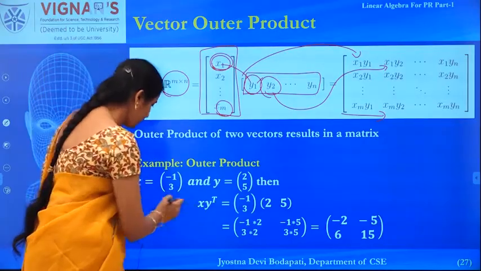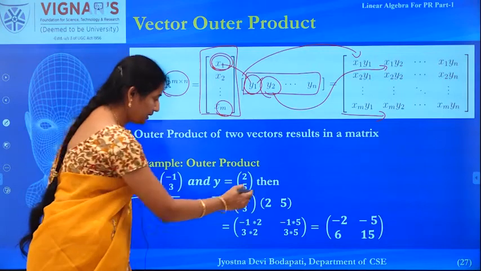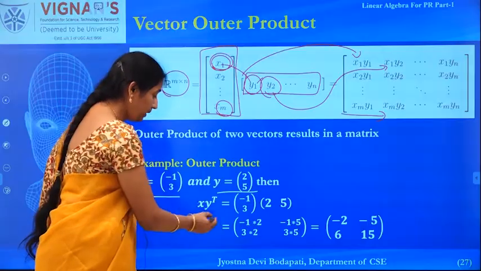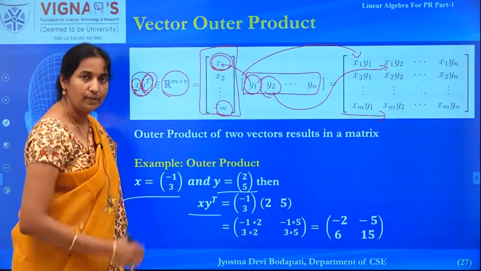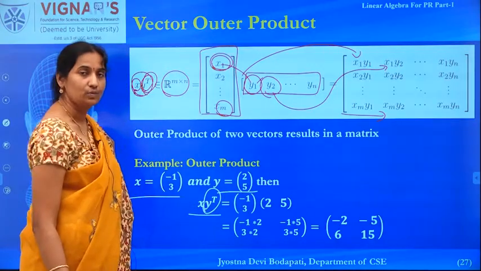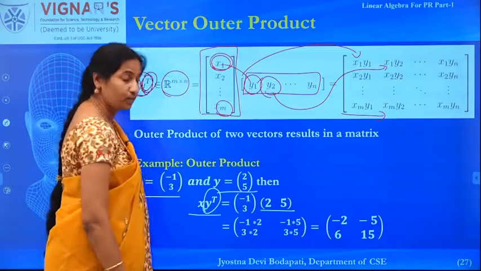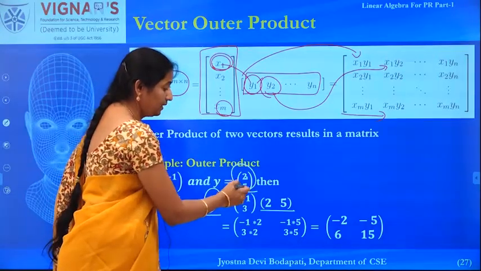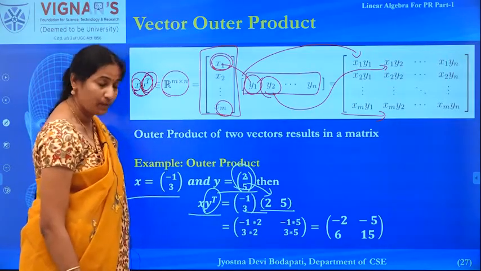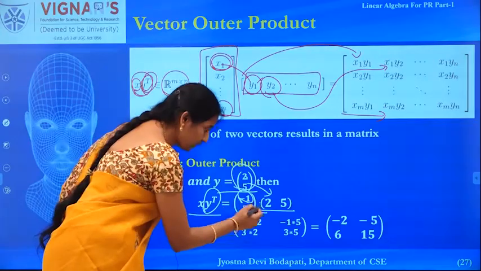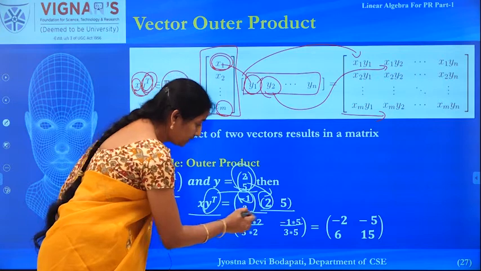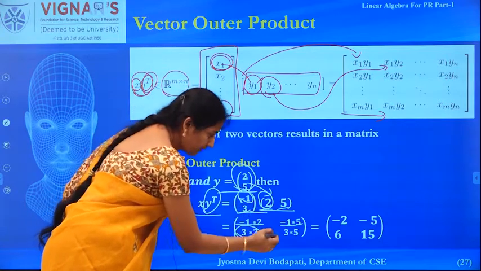Consider this example, x equal to minus 1, 3, and y equal to 2, 5. These two are vectors in two-dimensional space. I will be applying the outer product on these two vectors. How do I get that? On y you need to apply the transpose. Here I get the transpose of the vector y. So 2, 5 is a column vector, here it is a row vector, and when I apply the outer product, how do I get it? Minus 1 into 2 forms this element, and minus 1 into 5 forms this element, and similarly 3 into 2 I get this, and 3 into 5 I get this.